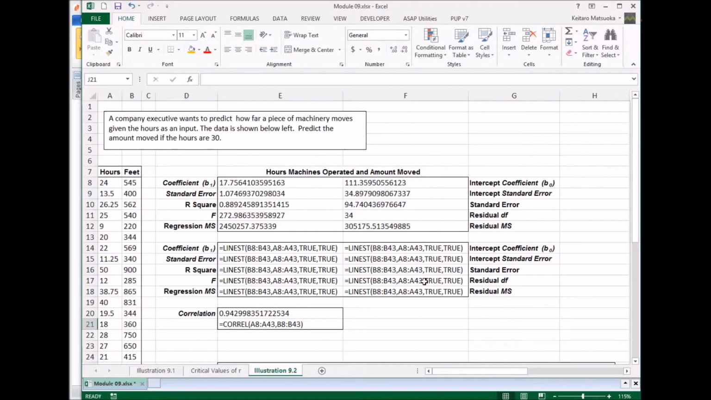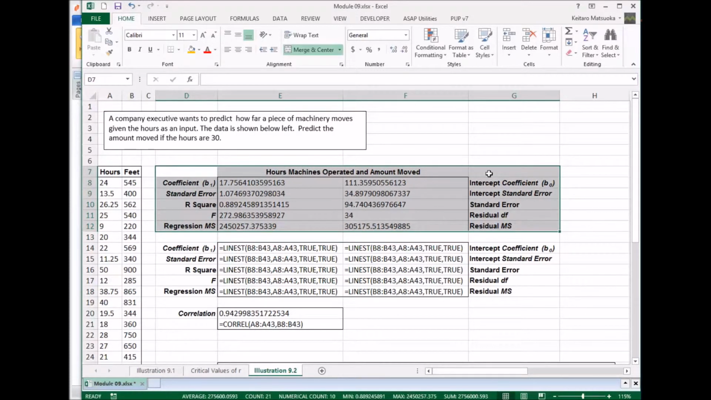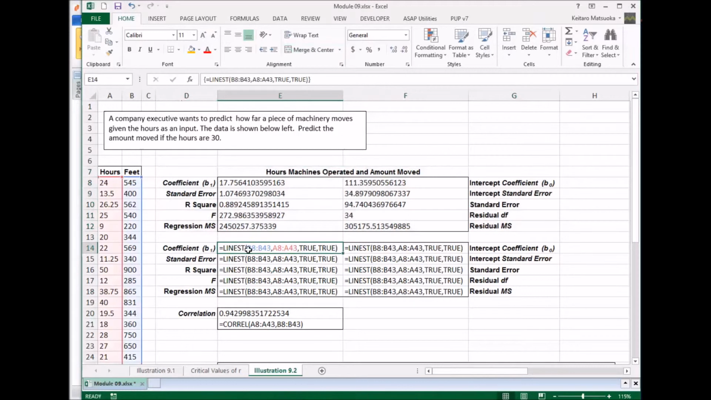Say a company executive wants to predict how far a piece of machinery moves given the hours as an input. The data is shown below, and we want to predict the distance if the hours were 30 hours. So for this class, here's the table of regression data. And if you want to know how to do this, you use the LINEST function.